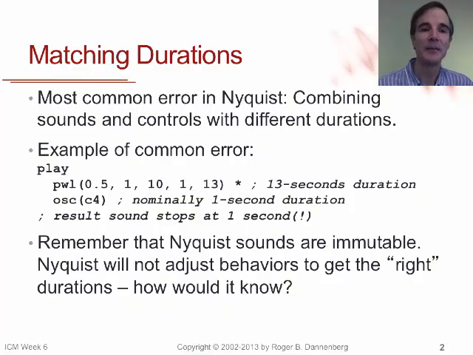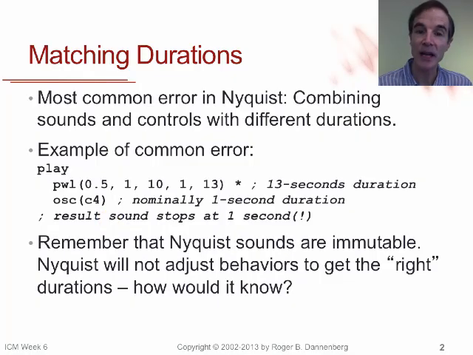We write play, and we have an envelope done with piecewise linear, PWL, and the duration of this envelope is 13 seconds. And we're going to multiply that by an oscillator, so we write OSC C4. But unfortunately, OSC C4 is nominally of 1 second duration. And so the result, when we multiply this thing that goes to 0 at 1 second, is that we get a sound that stops at 1 second.